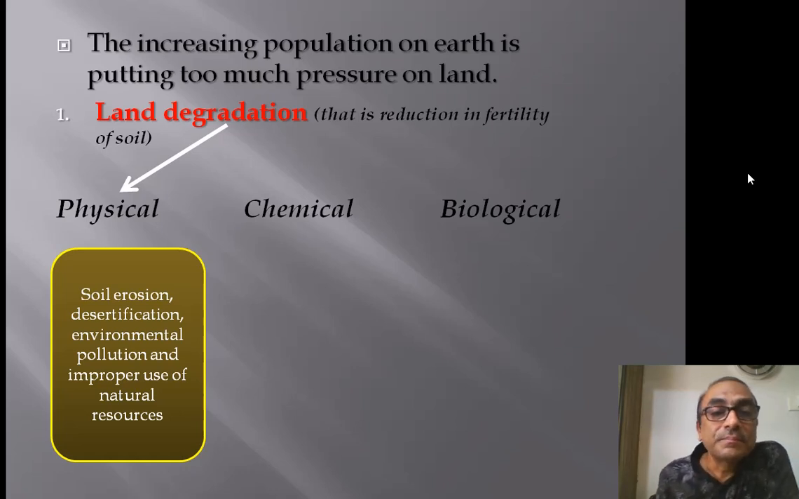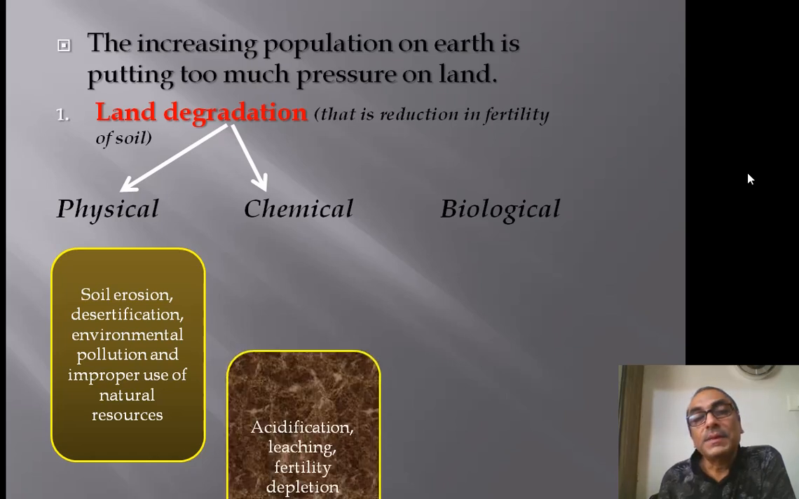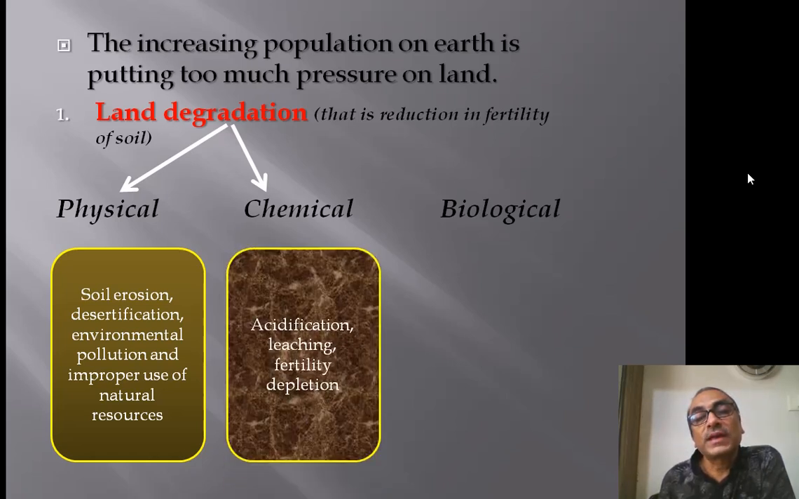And similarly, environmental pollution caused by the humans is also a physical kind of degradation which we are causing to the land and atmosphere. Then chemical. Let's see how the chemical degradation is taking place. It is by acidification, leaching, fertility and depletion.